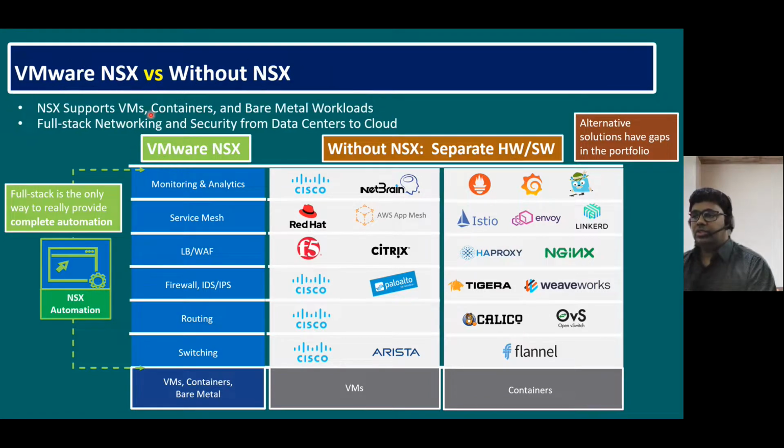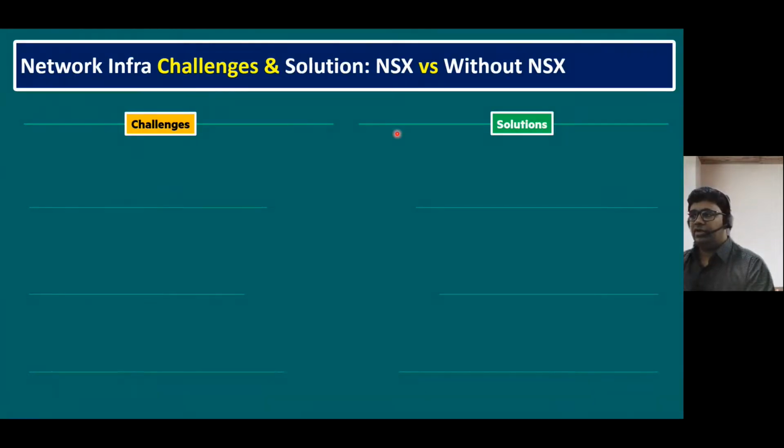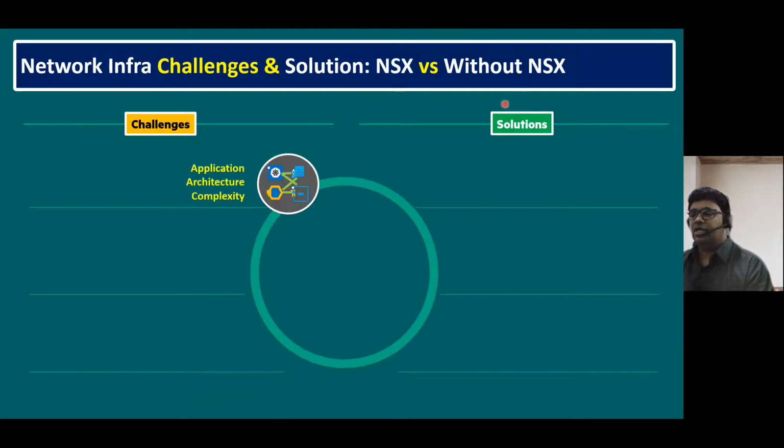So NSX supports VMs, containers and bare metal workloads, and full stack networking and security from data centers to cloud. You can run from on premises to cloud environments, private, public and hybrid. Now let's move on to another key point: what are the common network infrastructure challenges, and the solutions with NSX and without NSX? The left portion explains the challenges without NSX, and the right shows the solutions with NSX.